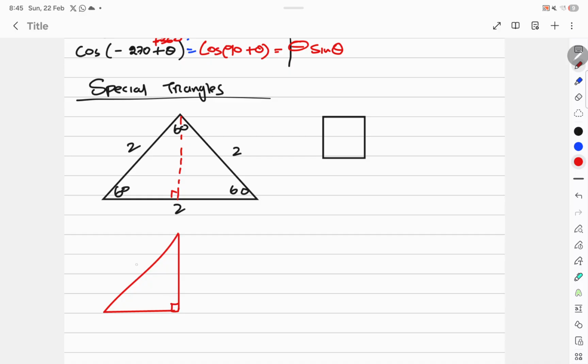This is 90. This is 2. This is still 60. When I cut 16 to half there, we get 30. 2 into half, 1, 1. So this will be 1. Use Pythagoras, you get the root of 3 for that side.